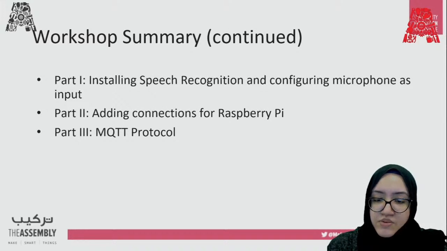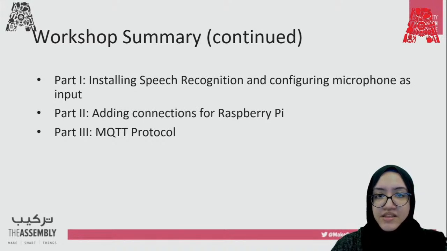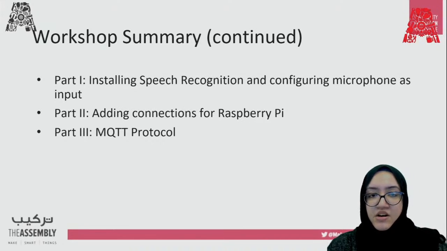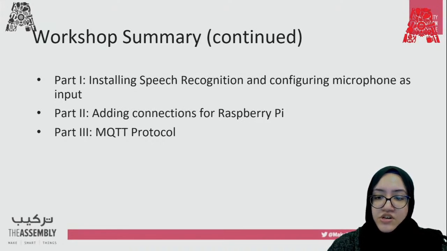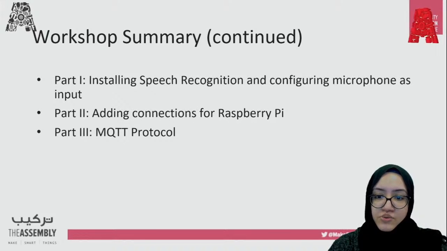So the workshop is divided into three parts. The first is installing the speech recognition and also configuring the microphone on the Raspberry Pi. The second is to add the devices to the other Raspberry Pi, which are mainly the LEDs, the buzzer, and the USB camera. And lastly, I'll be showing you how to work with the MQTT protocol step by step.